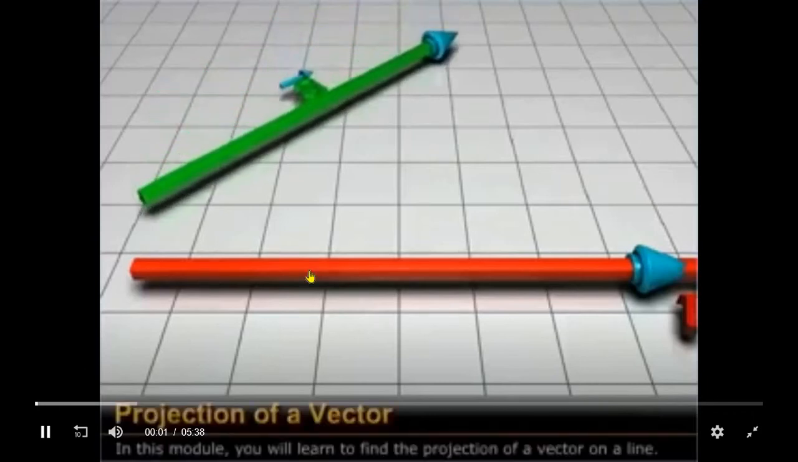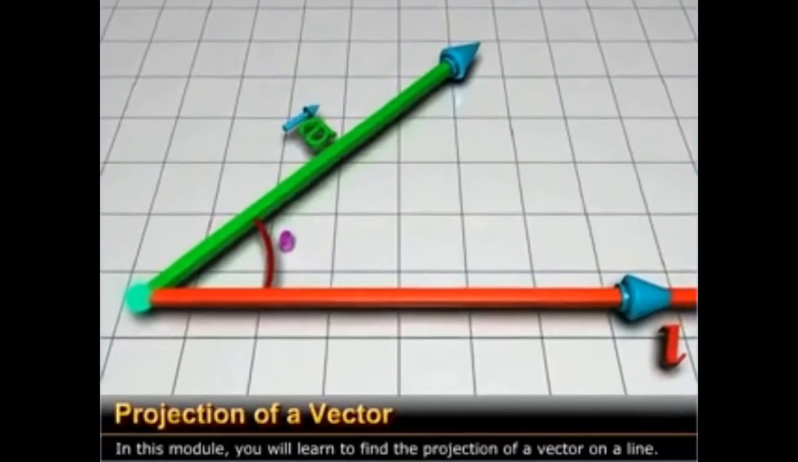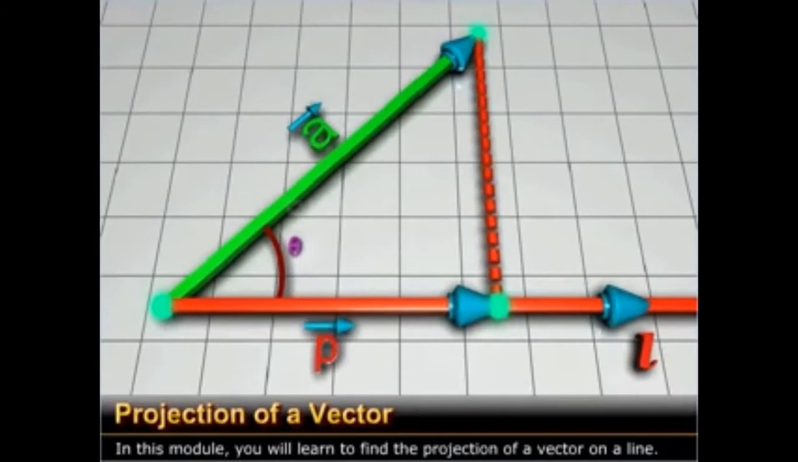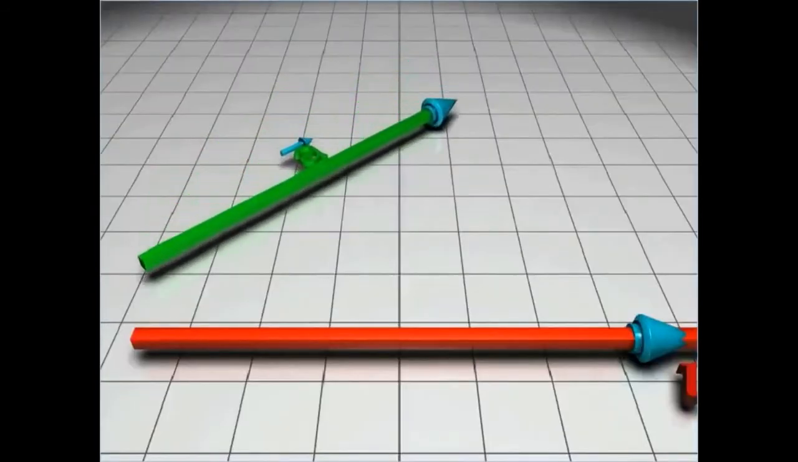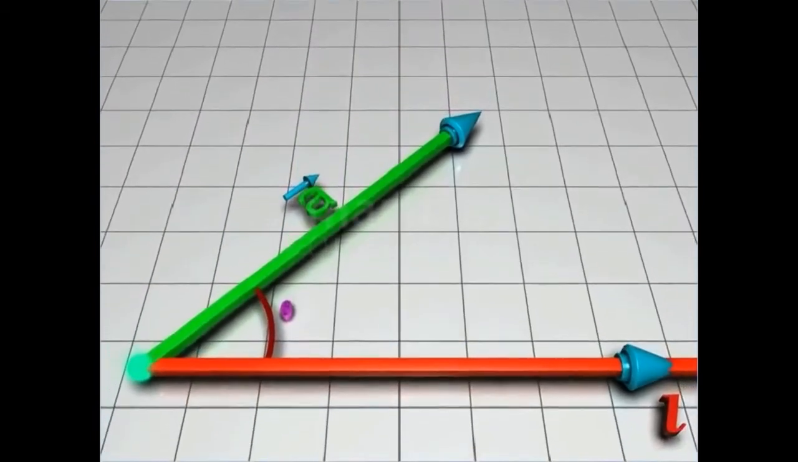Projection of a vector. In this module, you will learn to find the projection of a vector on a line. Consider a vector A making an angle theta with the directed line L.